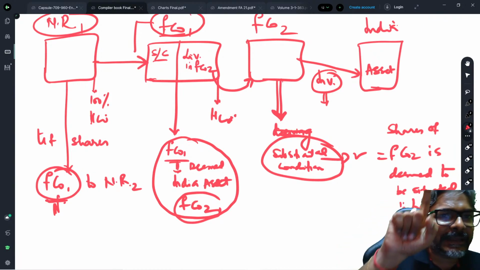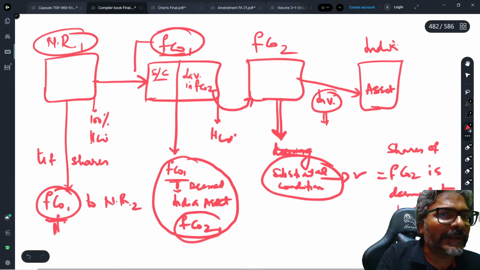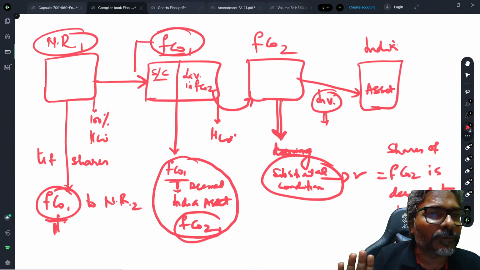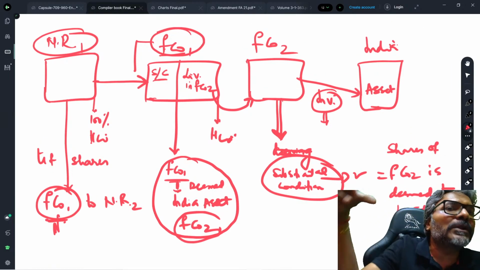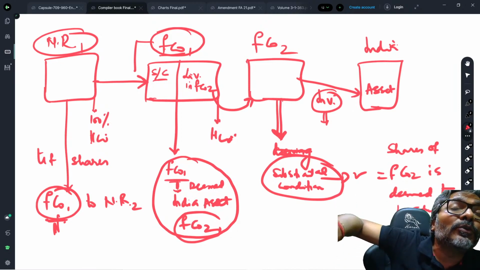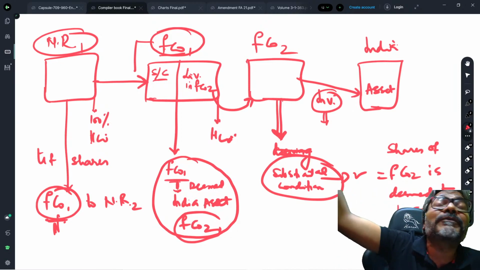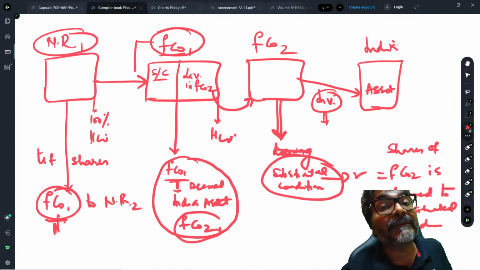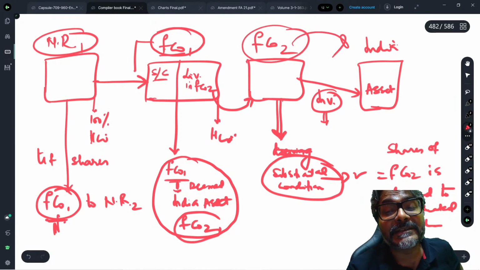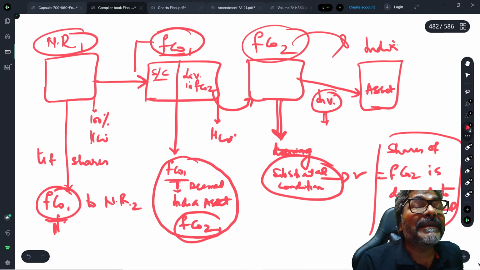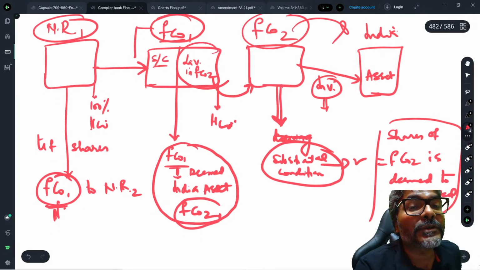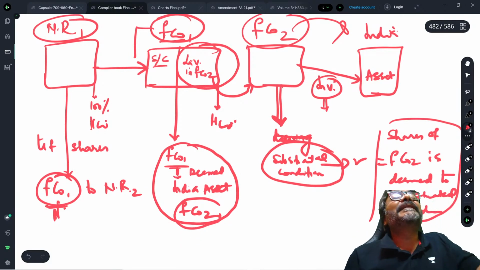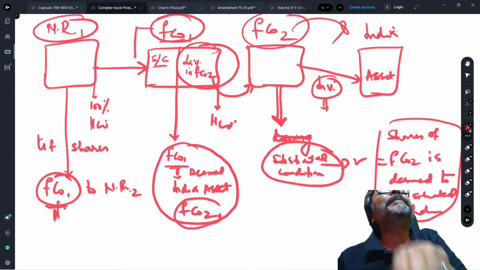Share capital in FCO 1. This is the data of the balance sheet. Share capital and investment in FCO 2. So ultimately, it will boil down to whether FCO 2 derives its value substantially from the Indian asset. If FCO 2 derives its value substantially from the Indian asset, it is deemed to be situated in India. Then in that case, if this is deemed to be situated in India, we can safely say that FCO 1 is having a deemed Indian asset.